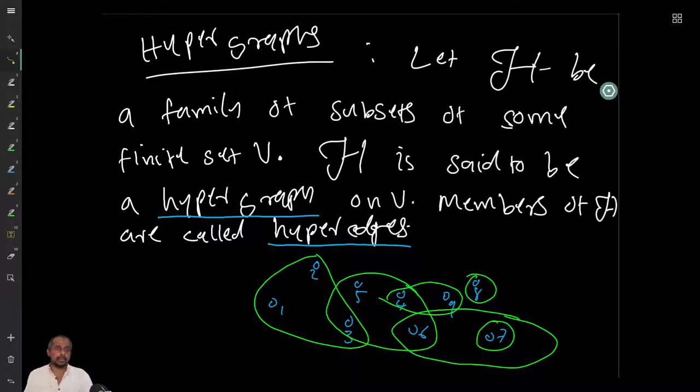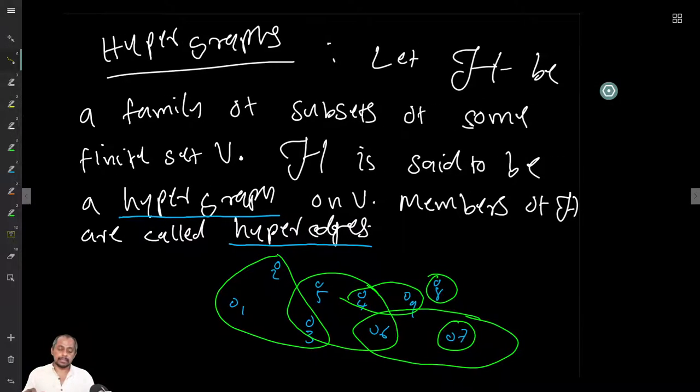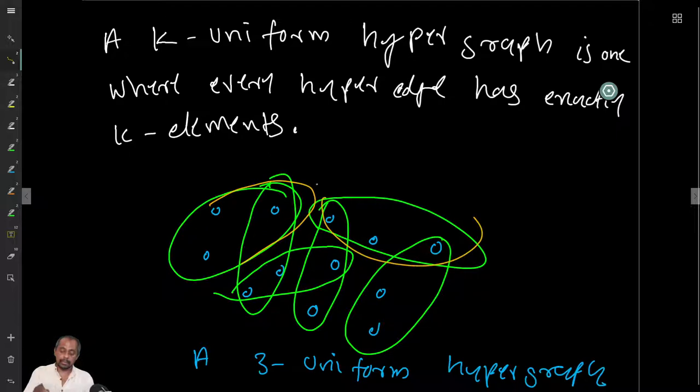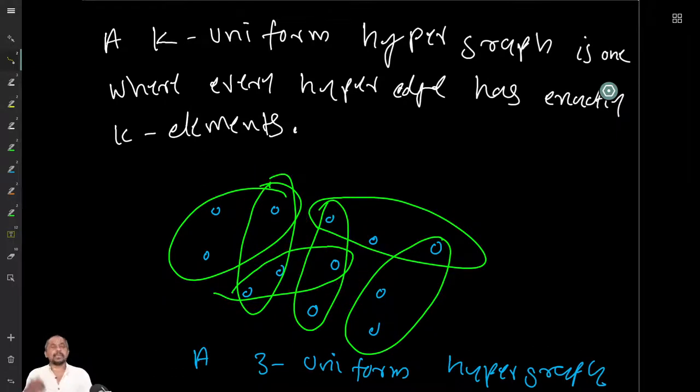And you can see this is basically a family of sets defined over a finite set. Now, if all the edges contain the same number of elements, that is, if each set in the family has the same cardinality K, then we say we have a K-uniform hypergraph. When the hypergraph is 2-uniform, it is just a graph. And when it is 3-uniform, we have an example here, where all the edges have exactly 3 vertices. This one has 3, this has 3, this has 3, this has 3, and this has 3. So you have a 3-uniform hypergraph.